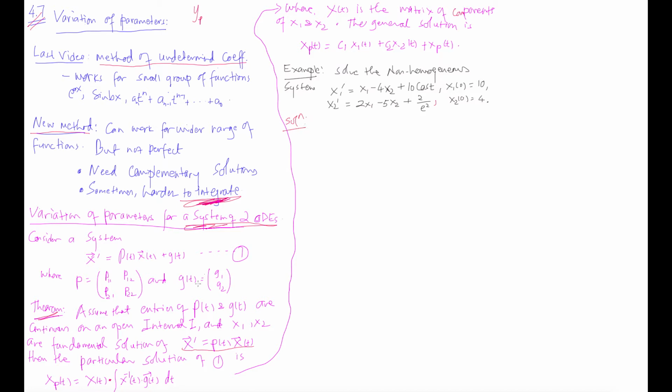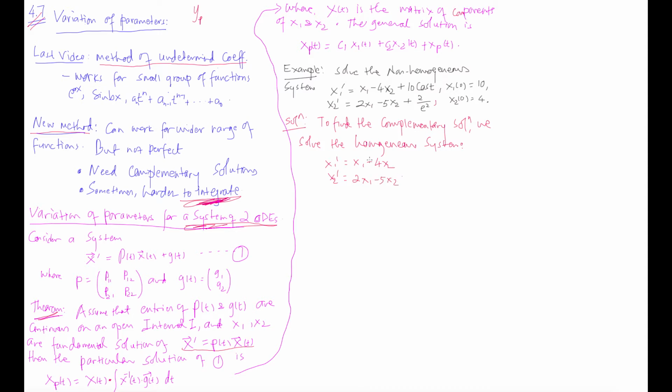First of all, we find the complementary solution. How do I find the complementary solution? The complementary solution is the solution of the homogeneous form, right? So to find the complementary solution, we solve the homogeneous system. What is this homogeneous system? It is x1 prime equals x1 minus 4x2, and x2 prime equals 2x1 minus 5x2, right?